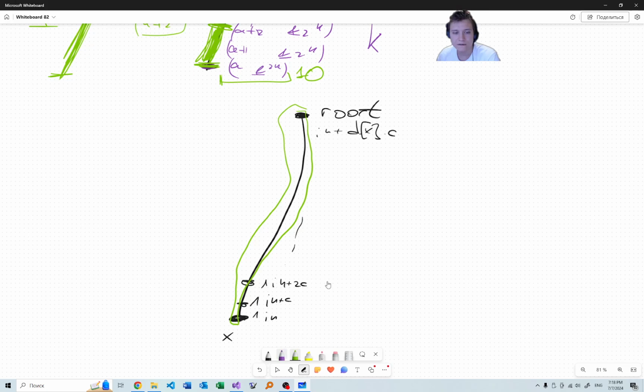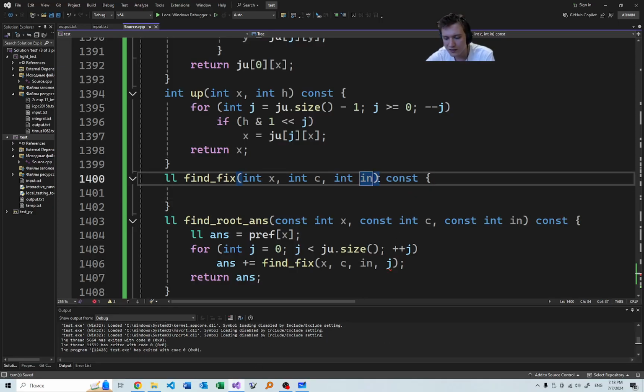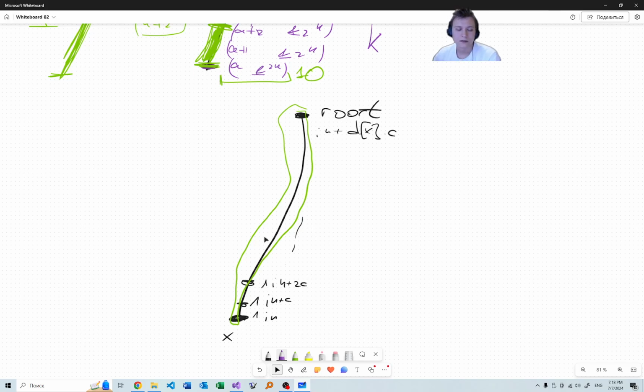So now we only have some fixed bit, with number b. So we have in plus c, in plus 2c, etc. So how does it work? First of all, let's eliminate c. How do we eliminate c?